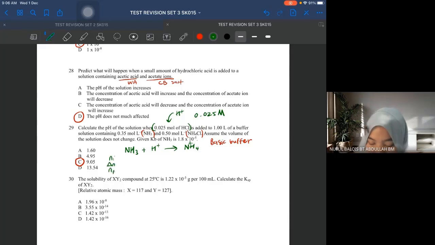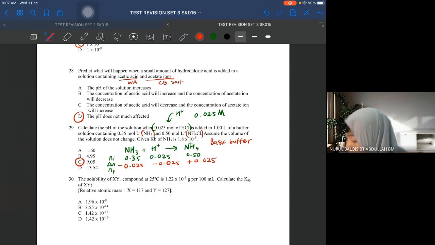Okay, NH3 kita start dengan 0.35. And then H plus kita masukkan 0.025 and NH4 plus we have 0.50. And then out of these three values, who's got the smallest value, kita akan tolak dia habis digunakan. Tolak 0.025, tolak 0.025, tambah 0.025, sorry, ini tambah.